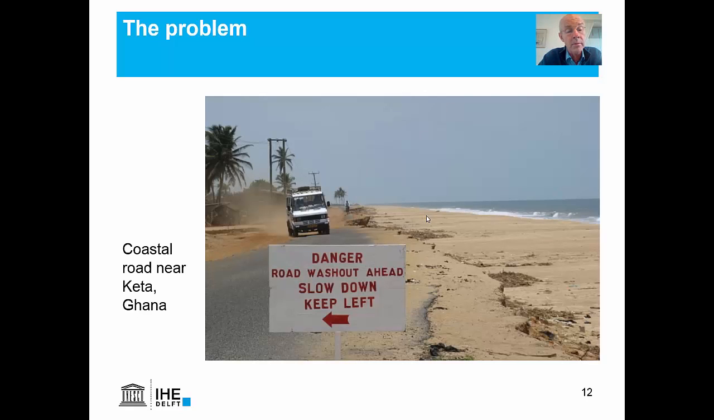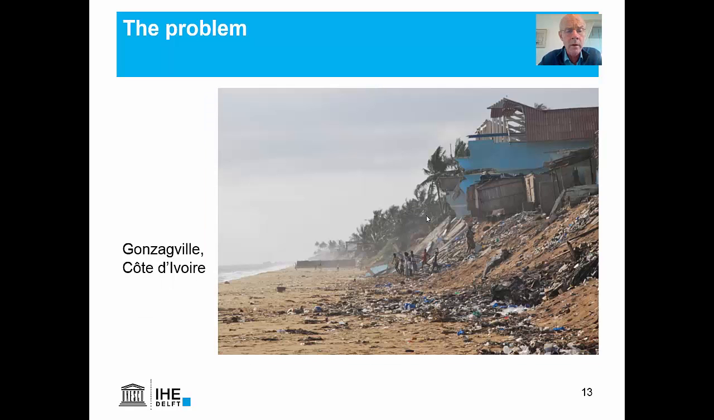Here's another example from the coast of Ghana, near the Volta Delta. This road was very much threatened, and the low-lying land behind it as well. Here's what happens if you block the longshore sediment transport and don't replenish the beach. This used to be a very wealthy recreational area. You see this blue thing here is a former swimming pool, and that is clearly not in a very good state now.